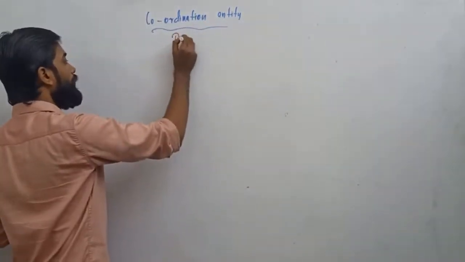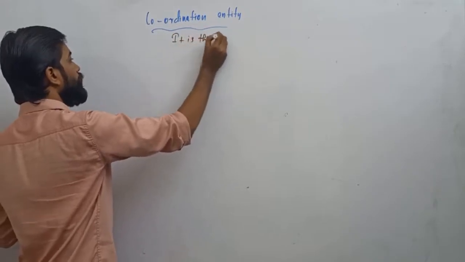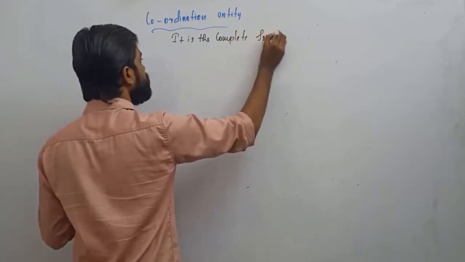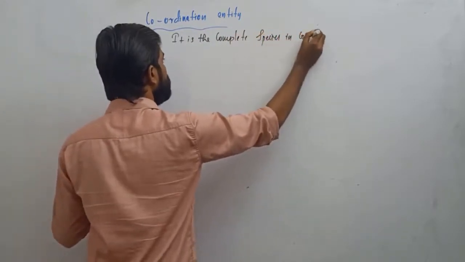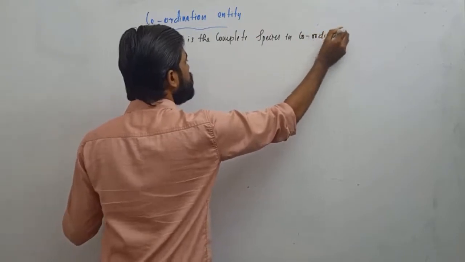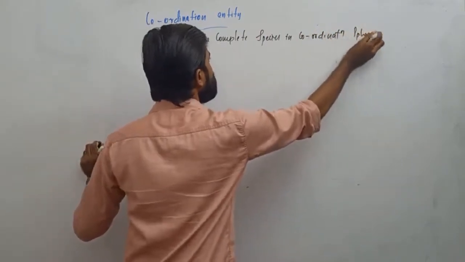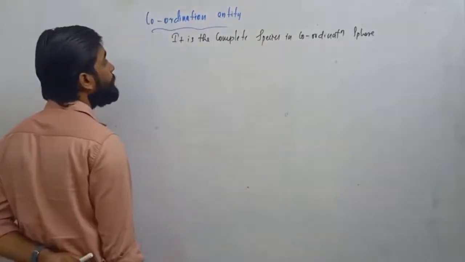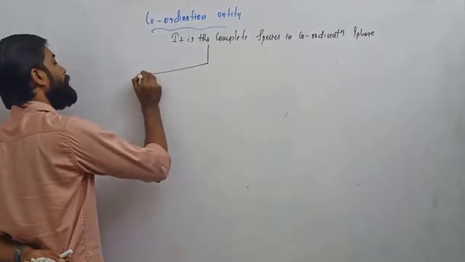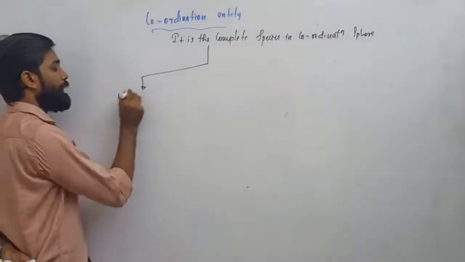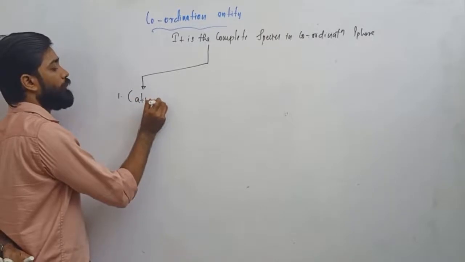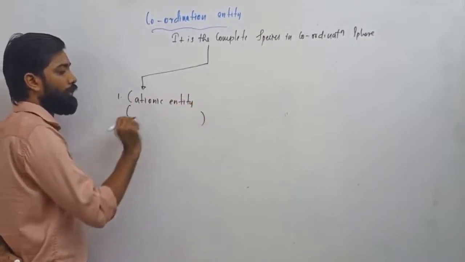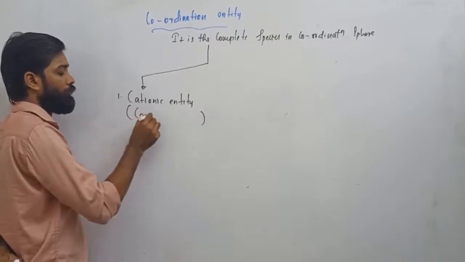So it is the complete species in the coordination sphere, okay, which means the coordination entity consists of a square bracket, ligands, central atom, okay. And your coordination entity may be of three types. It may be a cationic entity. If it is a cationic entity, then the counterion will be an anion.